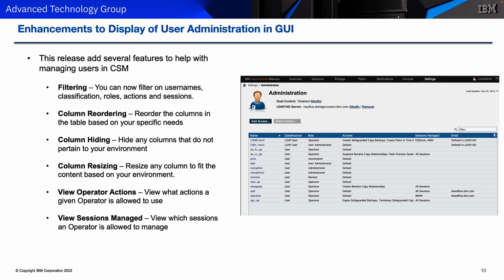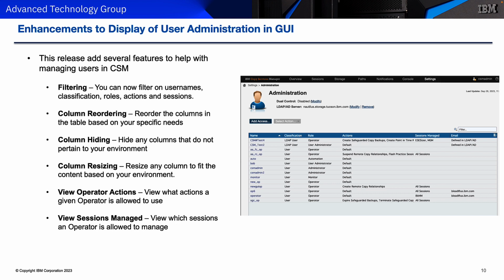It also adds column reordering, so you can move the columns around to fit however you can consume them the easiest. We provide column hiding, so if a column in your environment doesn't make any sense or is not necessary, say you don't have any operators or specific sessions managed, you might just choose to hide the actions and session managed columns. So you can modify this table as you please. You can resize the columns, so however big or small you want to make them. Maybe you have some users with really long names, you'll be able to resize them for that now.